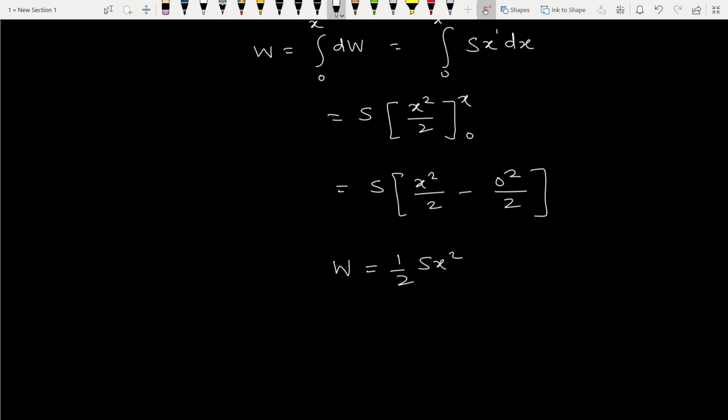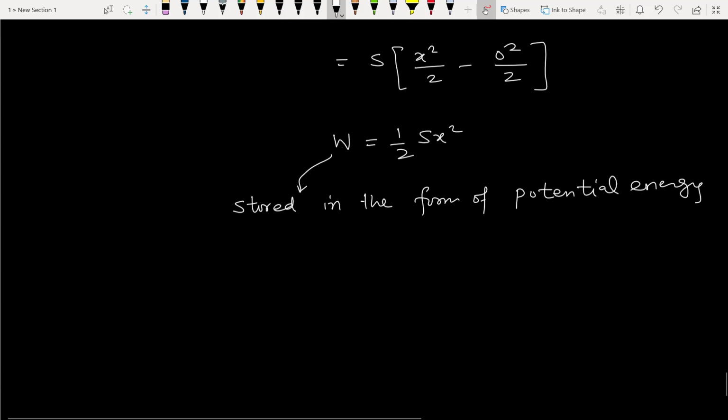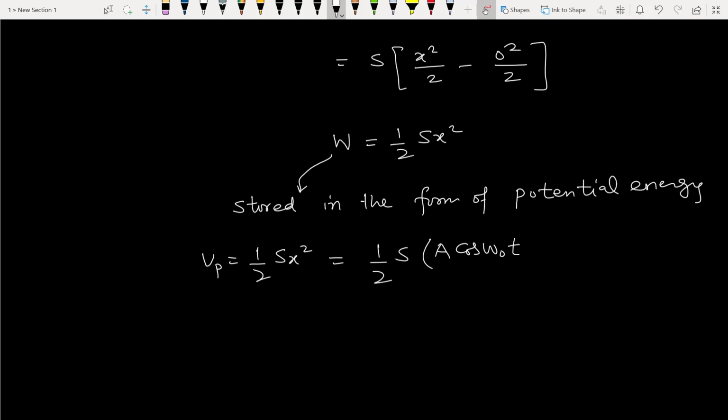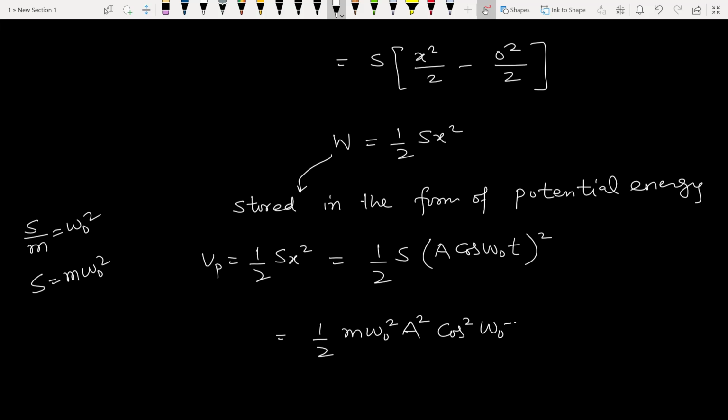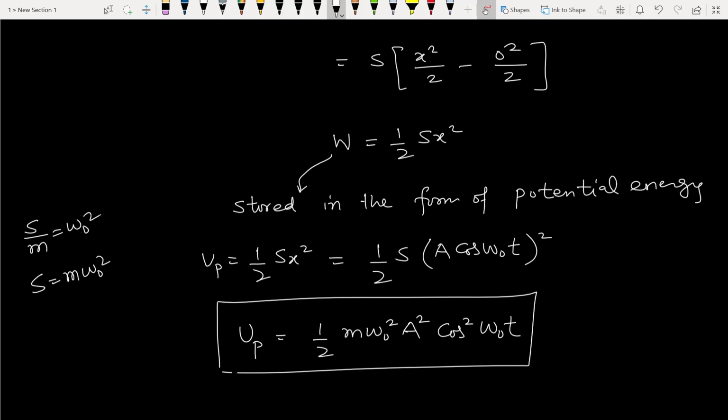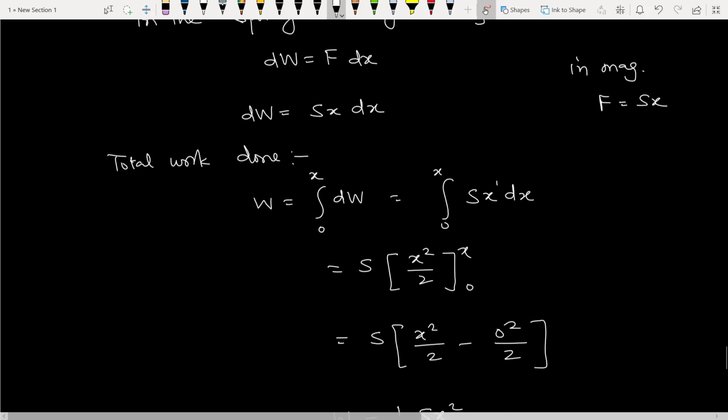This is the work done, and this work done is stored in the form of potential energy in the spring. So instead of W we write UP, it is half Sx square, and here you can substitute the formula of x, it is A cos omega naught t, and S by M is equal to omega naught square, so S can be written as M omega naught square, so it is half M omega naught square A square cos square omega naught t. So this is the expression for potential energy, and we will mark it as equation number 8.